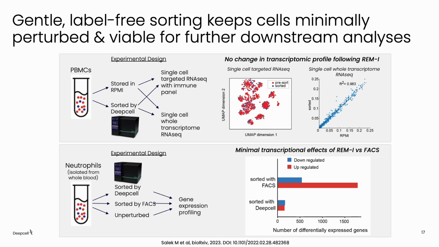We also compared the effects of REM-I on cells to that of traditional FACS. Here, human neutrophils were first isolated from whole blood and then split into three conditions: unperturbed, stained and flow sorted by FACS, and unstained and unlabeled and sorted by REM-I. These cells were then lysed for bulk gene expression profiling by RNA sequencing. We can see that the REM-I sorted cells had minimal gene expression differences compared to unperturbed cells, and much fewer gene expression differences compared to FACS sorted cells. This data demonstrates that FACS significantly induced up and down regulation of pathways in neutrophils, while the REM-I platform minimally perturbed the cells.